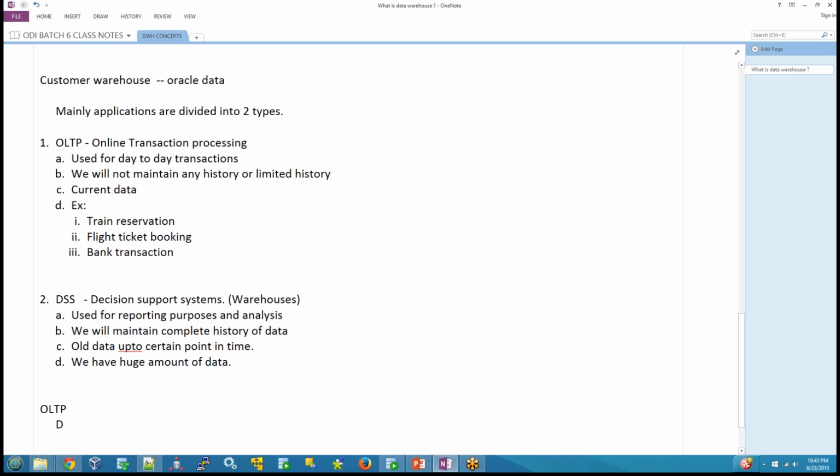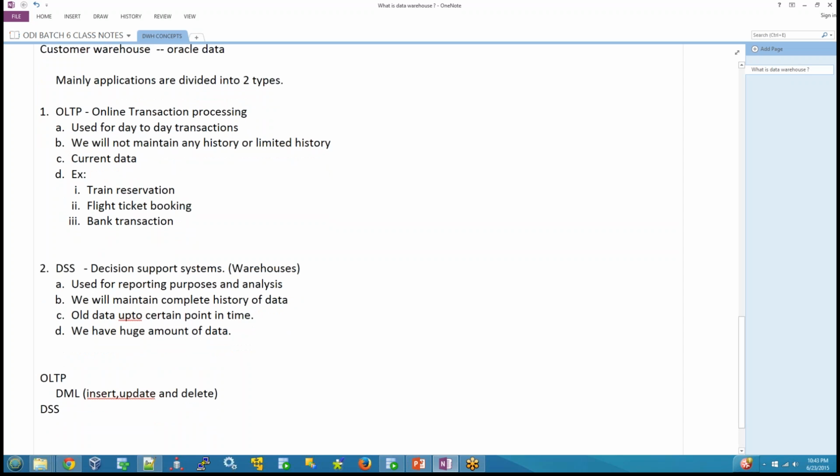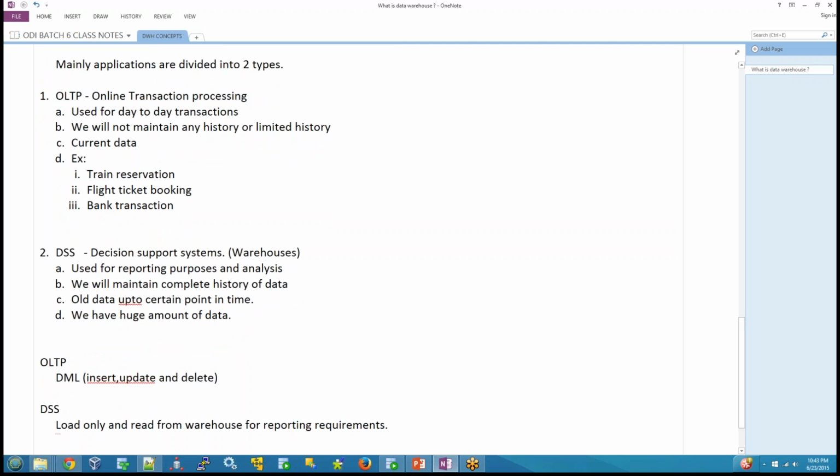In OLTP, all daily operations are DML operations. That means we can insert, update, and delete data. In DSS, it is load only and read. We read from the warehouse for reporting requirements. So there is no insert, no updates, and no deletes. So now the DML operations.